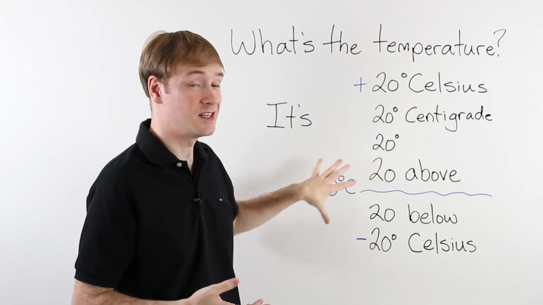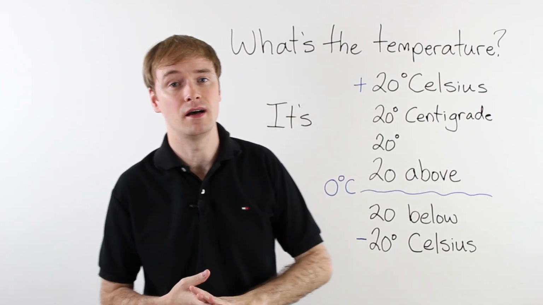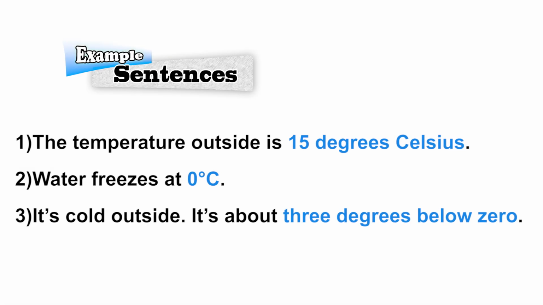All right, so I hope you understand how to express Celsius. Let's look at a few more examples. The first example, the temperature outside is 15 degrees Celsius. The next example, water freezes at 0 degrees C. And the last example, it's cold outside. It's about 3 degrees below 0.